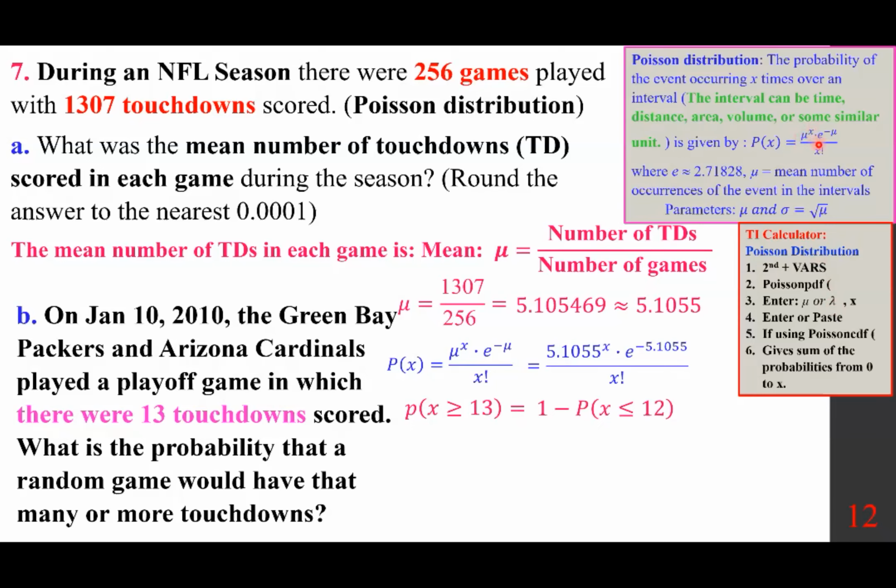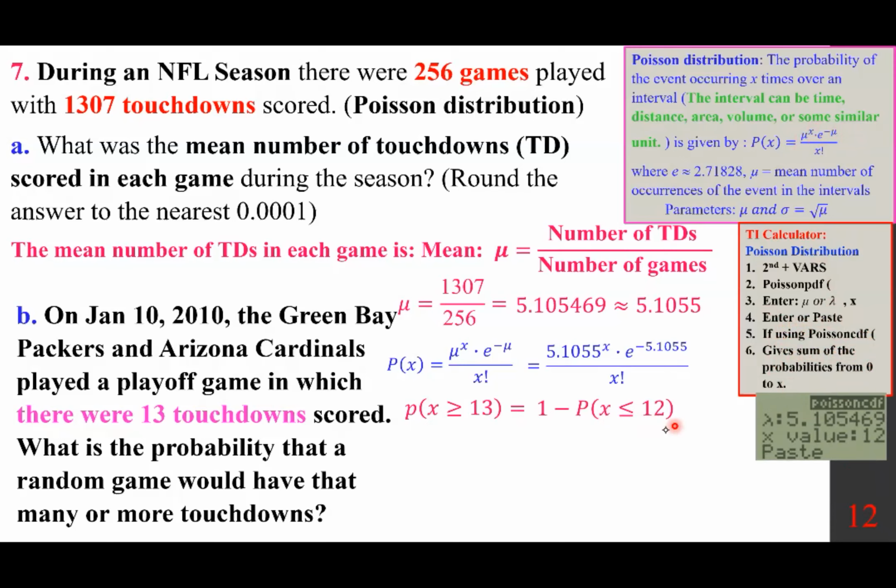So lambda to the power of x, e to the power of minus lambda. That's the notation, not a big deal. So we enter those values. If using Poisson CDF, it gives the sum of the probability from 0 to x. And in this case, we want from 0 to 12, right?